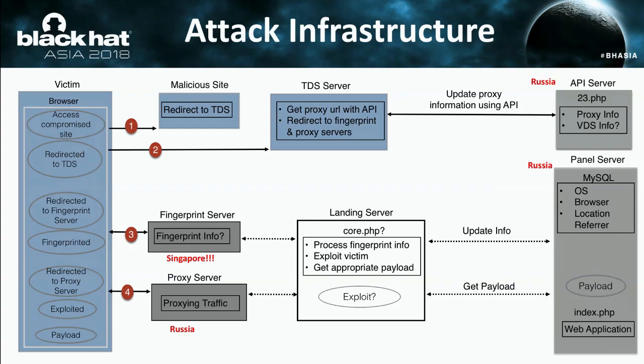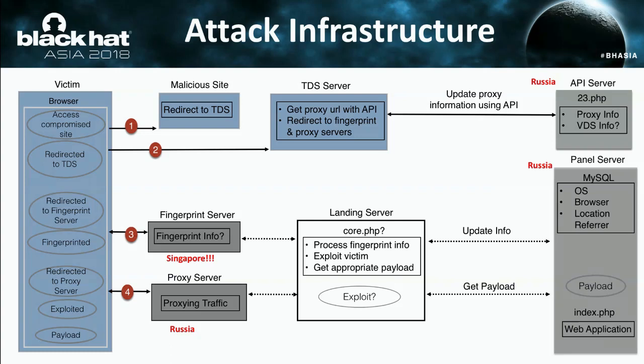The first one is the fingerprint server. By the way, it has a Singapore IP address. This server fingerprints the browser information and OS information of the victim. Then the victim is also redirected to the proxy server here. The proxy server just proxies the traffic between the victim and the real landing server here. According to the fingerprinted victim information, the victim will be exploited, and this information will be updated to the panel server. Finally, the appropriate payload for the victim is downloaded from the panel server, and the victim is infected with malware. So this is how the RIG-4 exploit kit's attack infrastructure works.